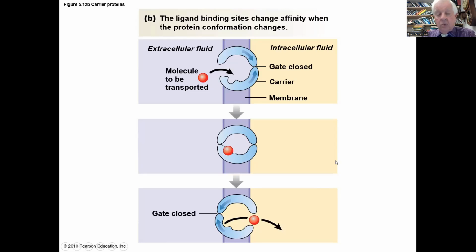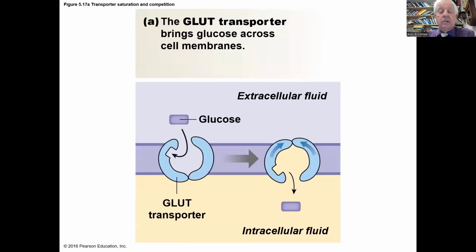This can be active or passive. Here we see an example of a passive transport molecule. This is called GLUT, which stands for glucose transporter. This is an example of a protein that does facilitated diffusion. Glucose can only pass through this transporter down a concentration gradient, but the molecule facilitates that and makes it happen much, much faster than it would by having to go through the membrane.